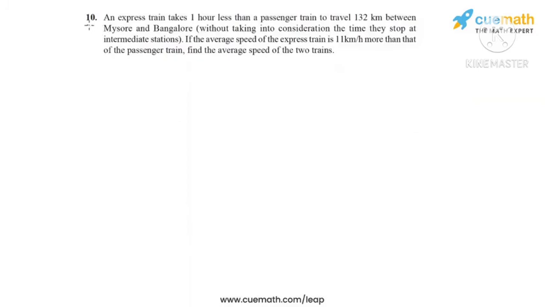In question 10, the problem statement says an express train takes 1 hour less than a passenger train to travel 132 kilometers between Mysore and Bangalore, without taking into consideration the time they stop at intermediate stations. If the average speed of the express train is 11 kilometers per hour more than that of the passenger train, find the average speed of the two trains. So this is the problem statement.